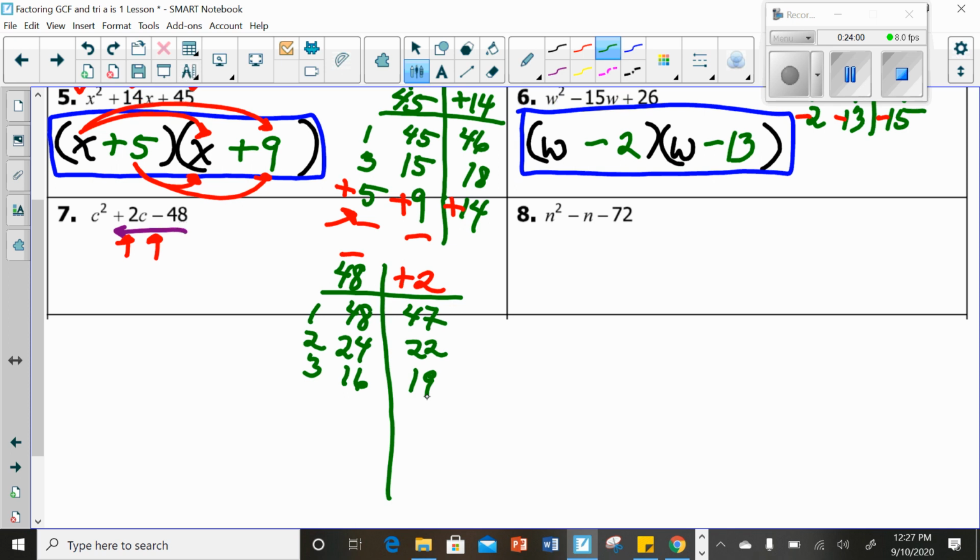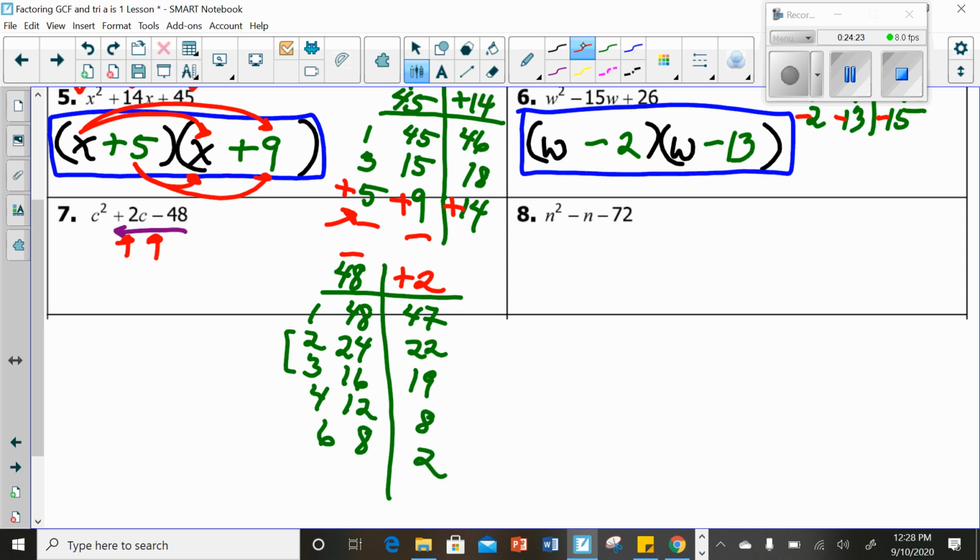4 divides into 48 12 times. So if you subtract those, you get an 8. Much closer. Next number is 5. It does not divide into 48. Next number is 6. It divides in there because 2 and 3 did. So 6 goes into 48. 6 times 8 is 48. And lo and behold, there is the number that we're looking for.